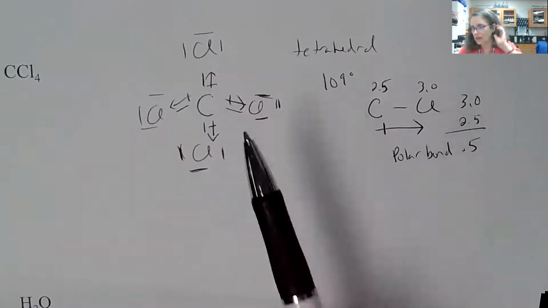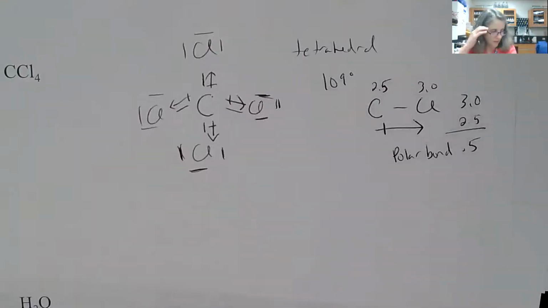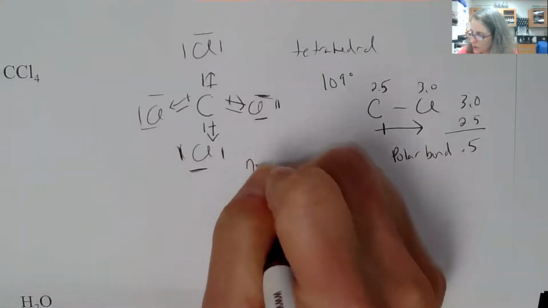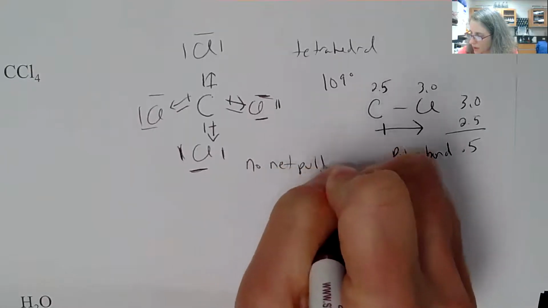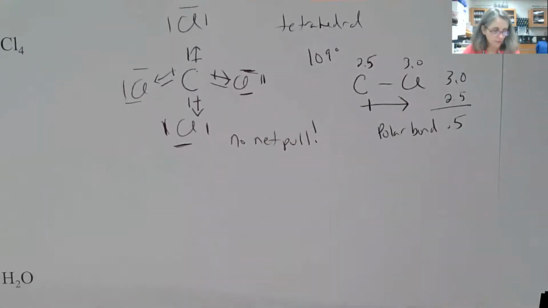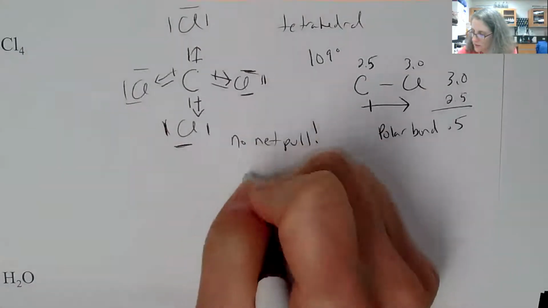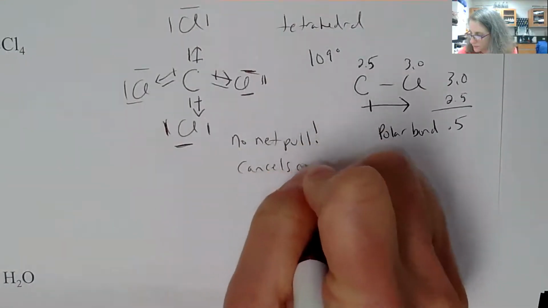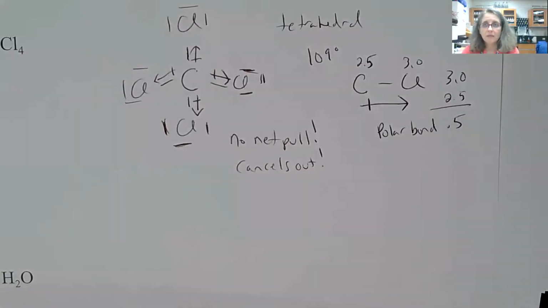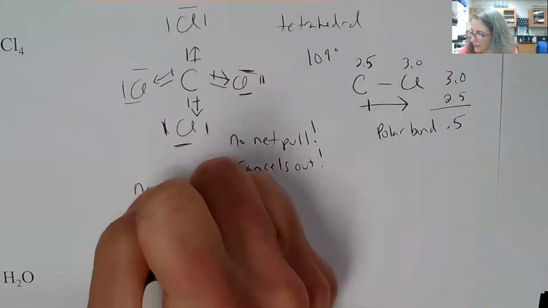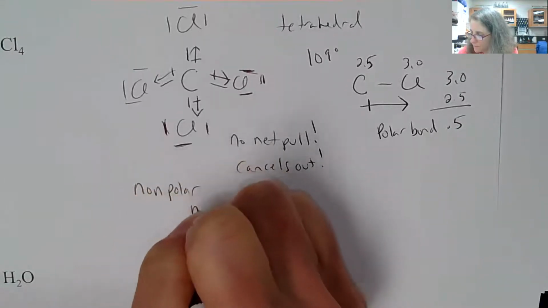And if you had some physics background, these are like vectors. So we're kind of canceling out. We have what we call no net pull on these dipole arrows. There is no net going in one direction or the other. Everything cancels out, because everybody is pulling equally, everybody's pulling the same. So that makes it a non-polar molecule.